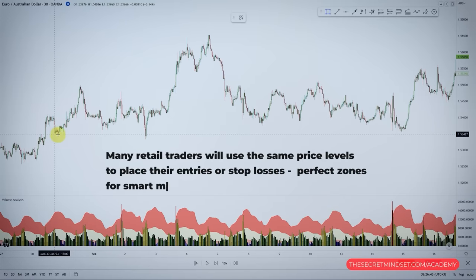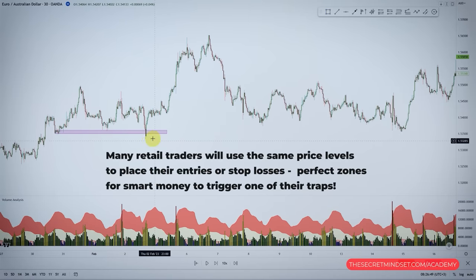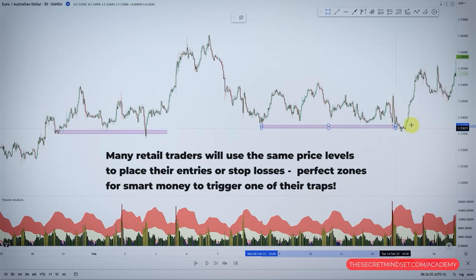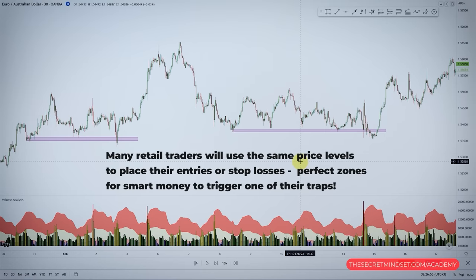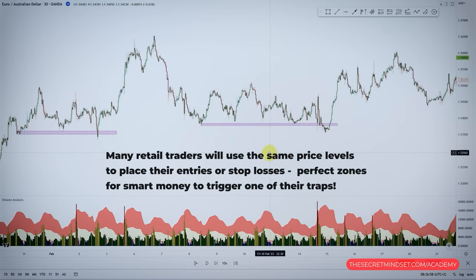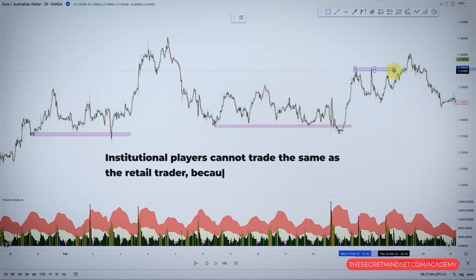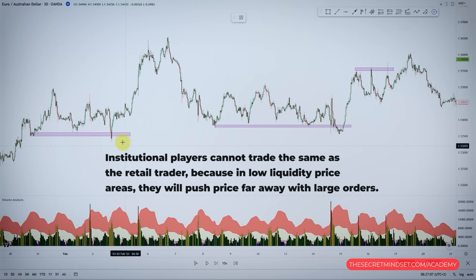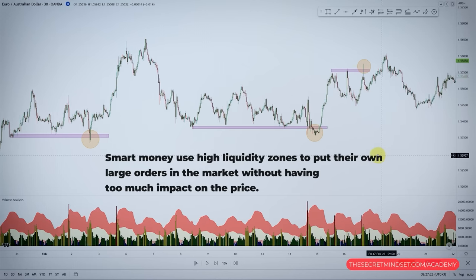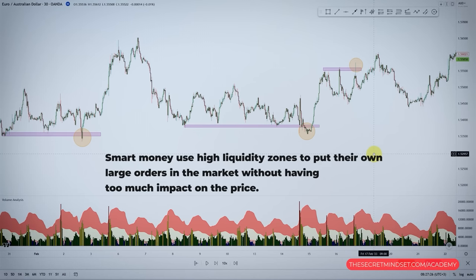The reality is that many retail traders will use the same price levels to place their entries or stop losses. And these are the perfect zones for smart money to trigger one of their traps. You might ask, why is there this difference between us, retail traders, and the smart money? Because they don't trade like us, using technical analysis, indicators, or chart patterns. Institutional players cannot trade the same as the retail trader because in low liquidity price areas, they will push price far away with their large orders. So they must use high liquidity zones to put their own large orders in the market without having too much impact on the price.